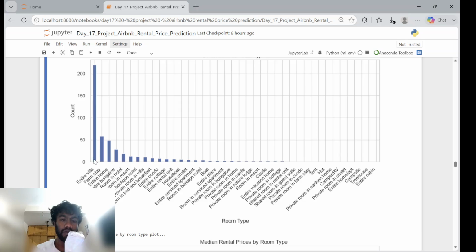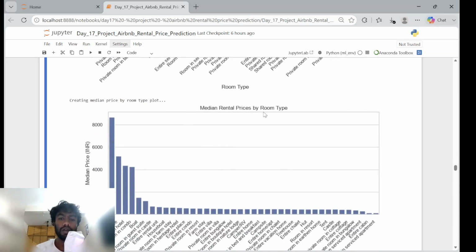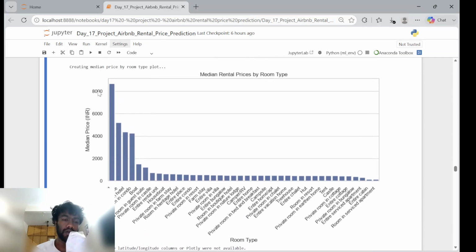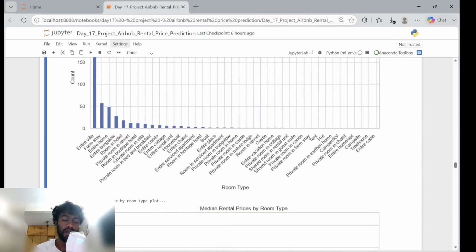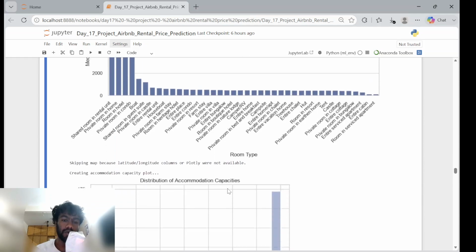We might want to observe that people booking entire villa have more number of bookings, while next comes farm stay and entire home and entire bungalow and the others. Right. So that's one key observation. Median rental price by room type. So if you see here, shared room in rental unit has a higher median price, while the entire villa stays somewhere around here, right? Not a huge bookings on the room type, right?